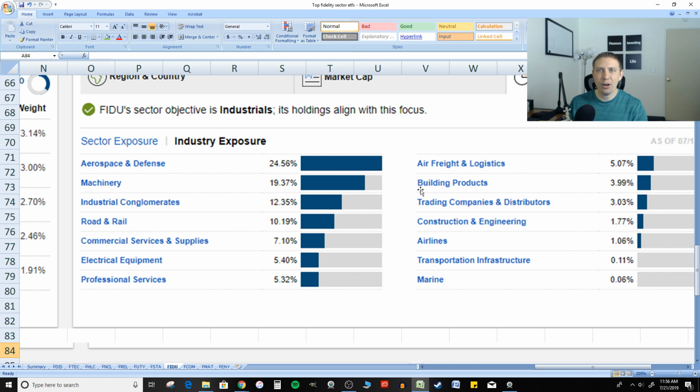Industry exposure. The industries that are part of this sector fund include aerospace and defense, machinery, industrial conglomerates, road and rail. There's airlines, there's transportation infrastructure. So there's all these different industries that make up this industrial sector.